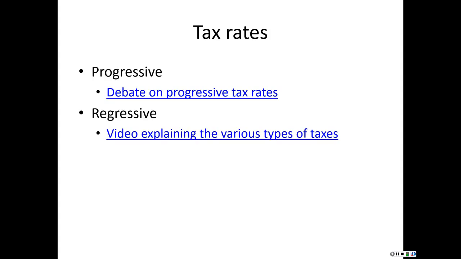The second type of tax rate is called a regressive tax rate. Regressive tax rates are tax rates that place more of a burden on low and middle income taxpayers than they do on wealthier ones. Examples of regressive taxes would be sales tax or most other consumption taxes.